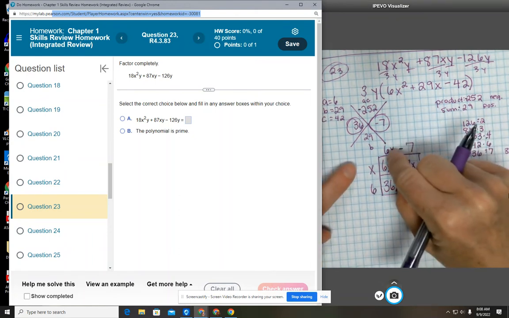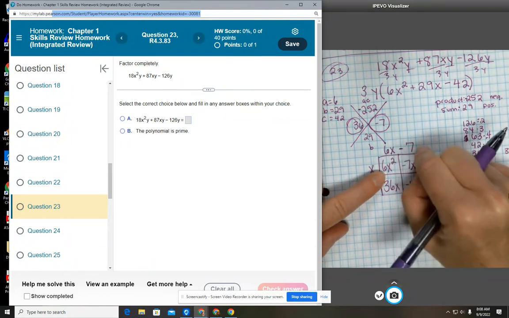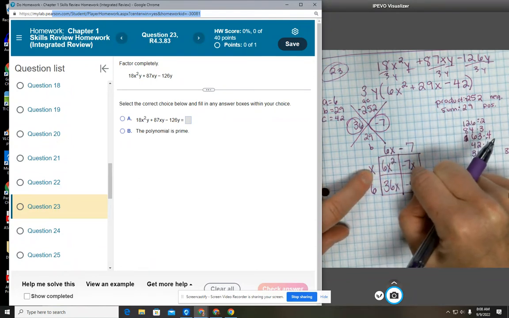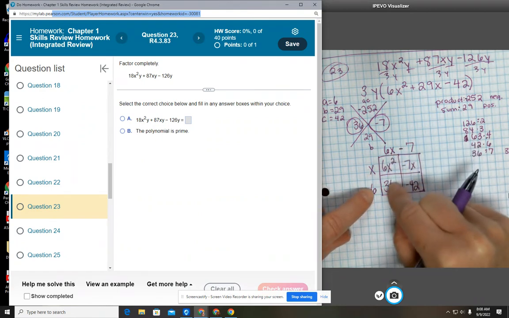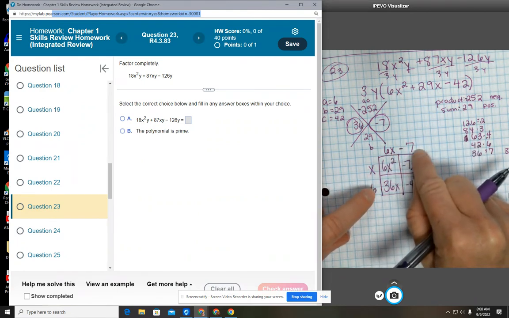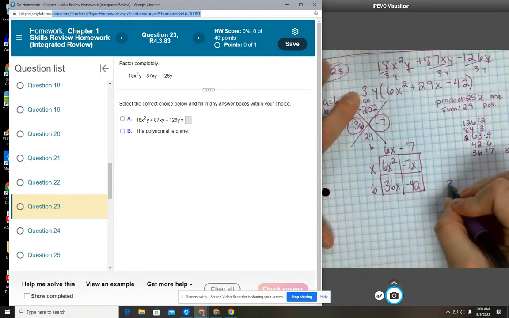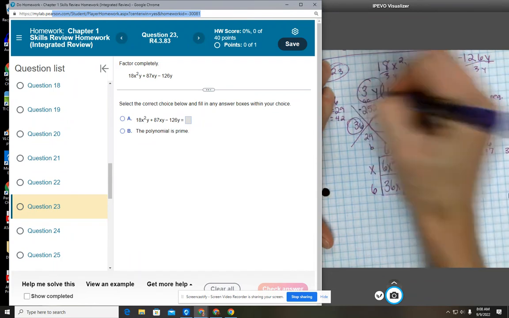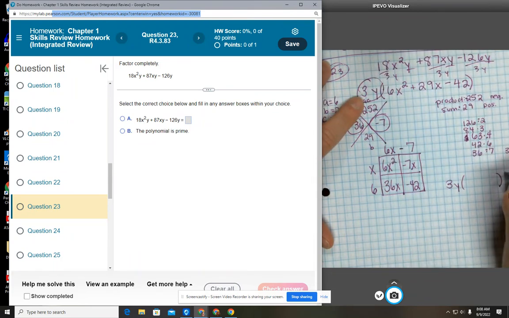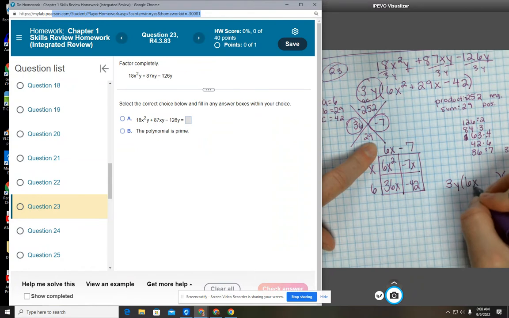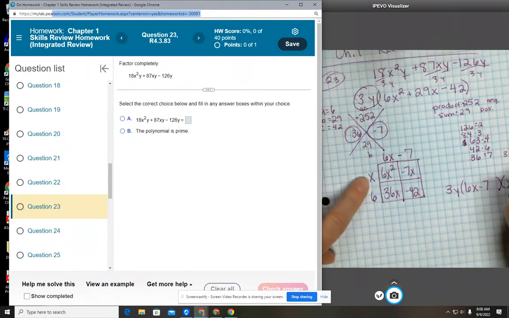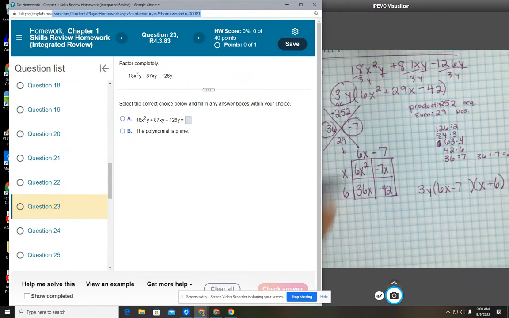And you can double check yourself by doing x squared times x is 6x squared. Negative 7 times x is negative 7x. 6x times 6 is 36x. And negative 7 times positive 6 is negative 42. So that works. So our factor is going to be 3y because you got to carry this down. And then your binomials: 6x minus 7 and x plus 6. And you can always multiply those out to make sure you did it correctly. So it takes a little bit of time.